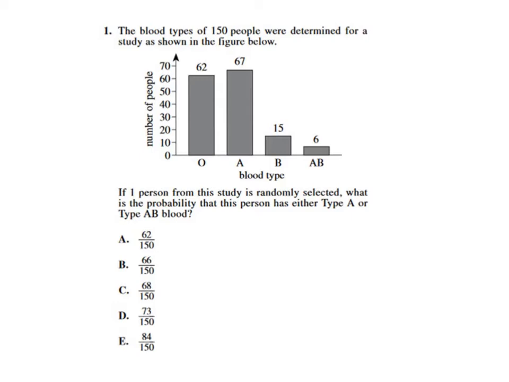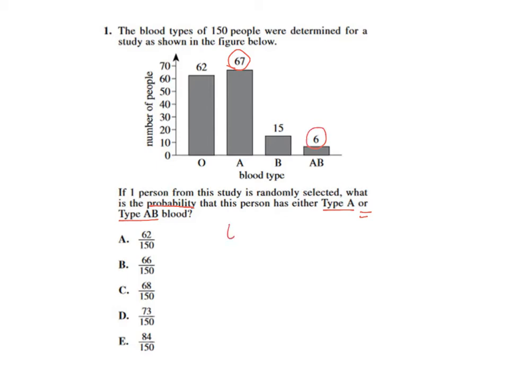For this question, it's pretty straightforward. It says that we have 150 people, which is going to be important. And then it says to us that we want to figure out the probability that the person has either type A, and you'll notice on the graph that there are 67 people with type A, or type AB blood, and type AB blood has 6 people.